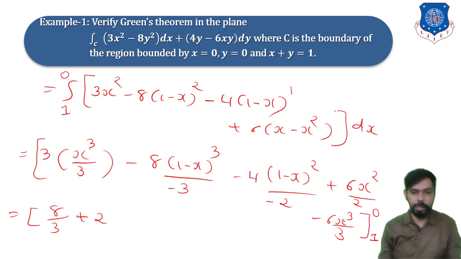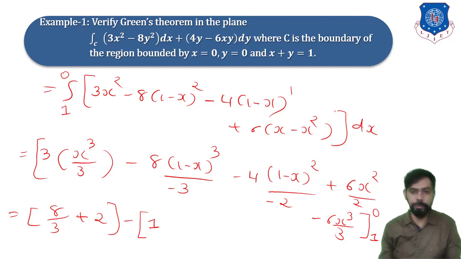Then minus, if we replace x by 1, the lower limit is 1. So now we will replace x by 1. So 3 cancels out, so here it will be 1. Here 1 minus 1 will be 0, 1 minus 1 will be 0. So these two terms will be 0. Then 6 divided by 2.